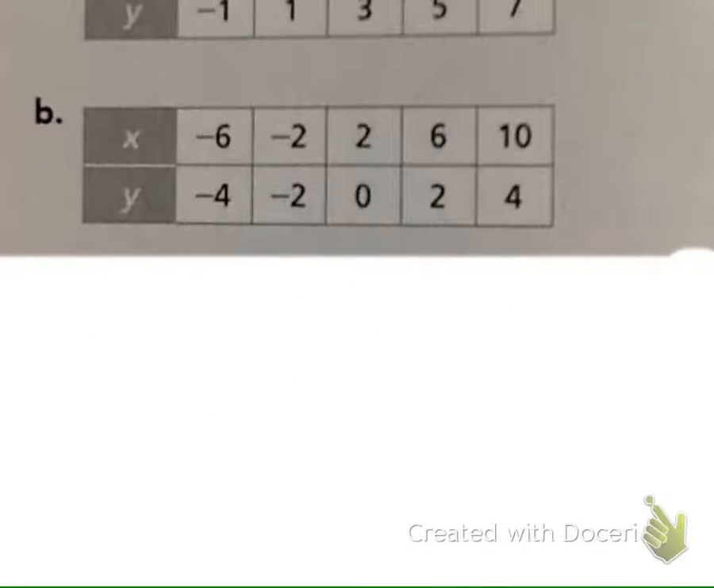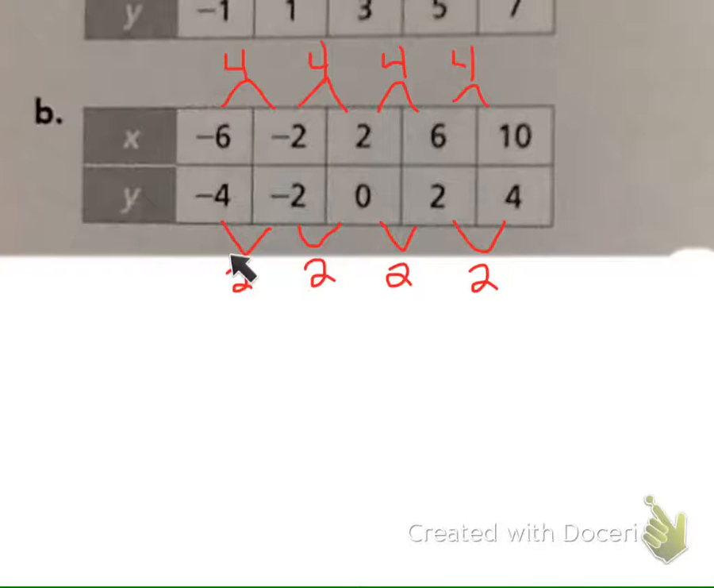Okay, b. Again, I'm going to put in my carets. From -6 to -2, it's going up 4. And then from -2 to 2 is up 4. And that continues. Now on the bottom from -4 to -2 is going up 2. Up 2, up 2, up 2. Okay, so I always do change in y divided by change in x, which means my slope is 2 over 4, which is the same as 1/2 or 0.5.